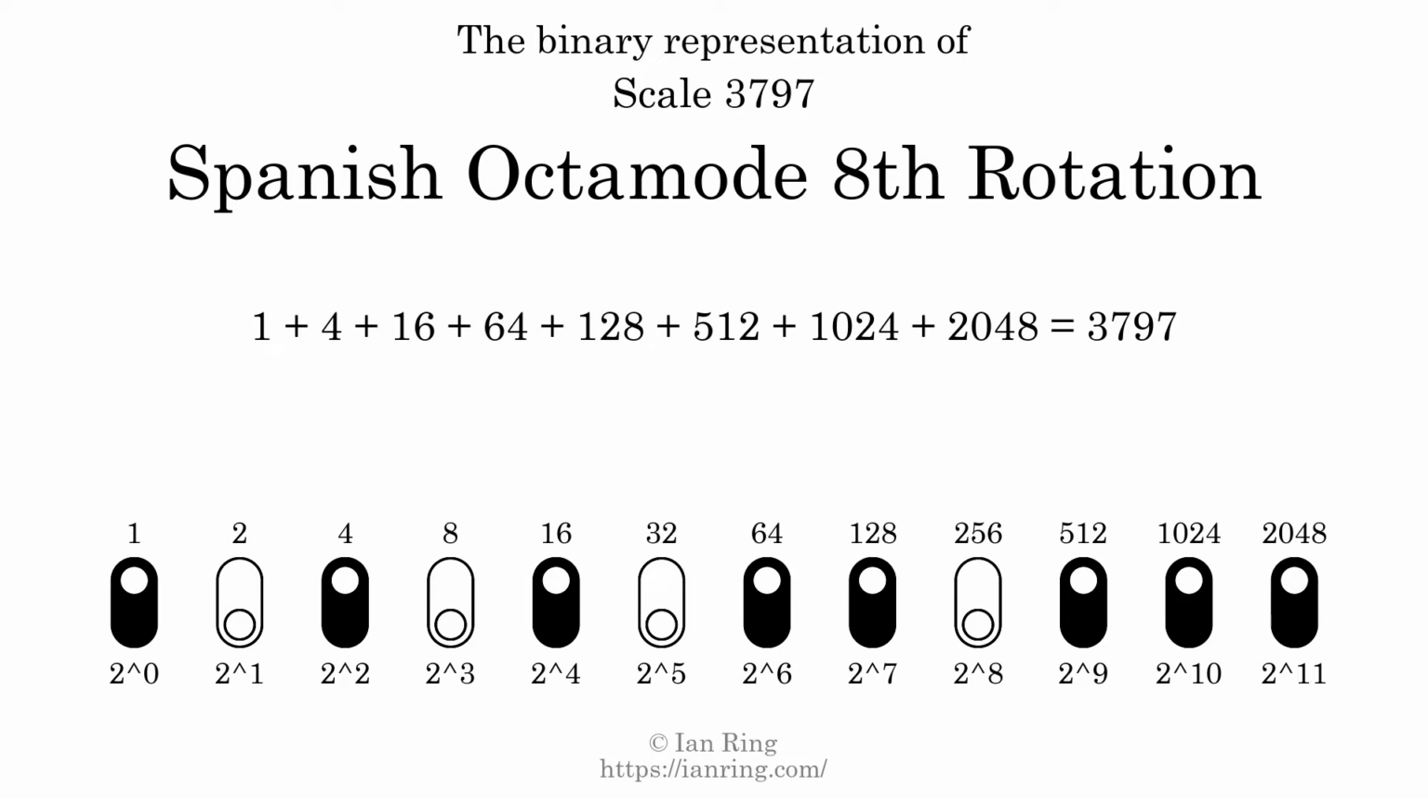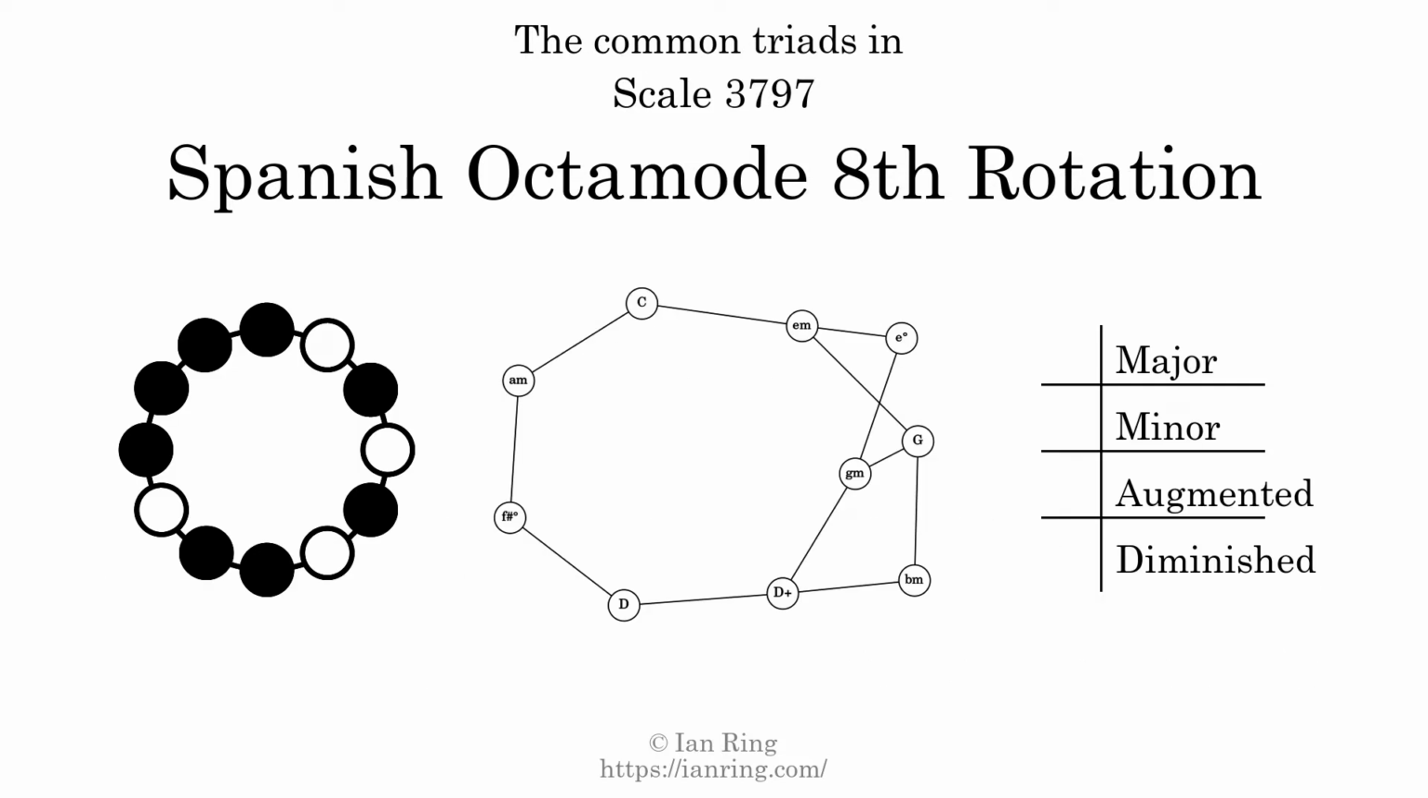3797. The scale number not only enumerates the scale with a unique index, but it also literally describes the tonal content of the scale. Represented as a binary number in base 2, the scale number is 111011010101. Here are the common triads present in this scale.